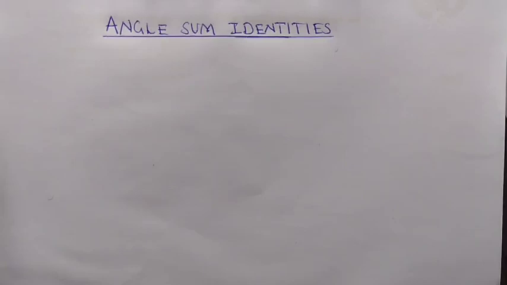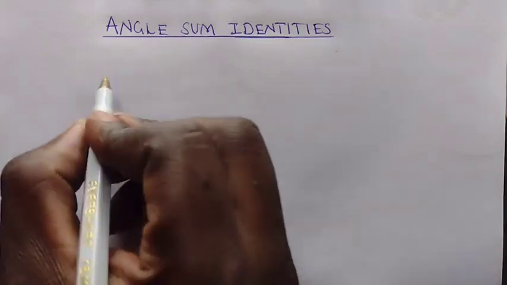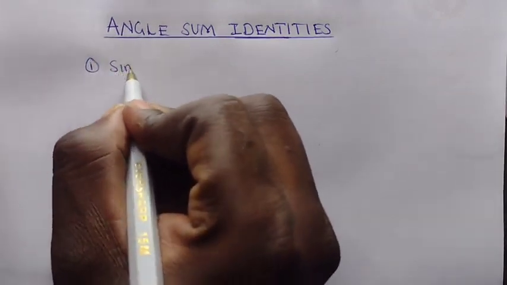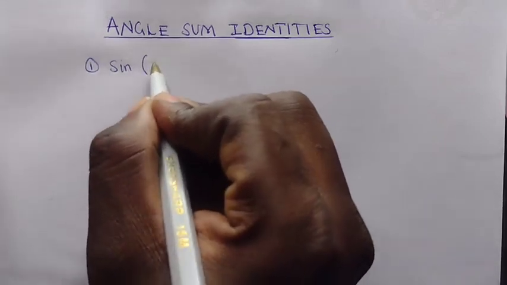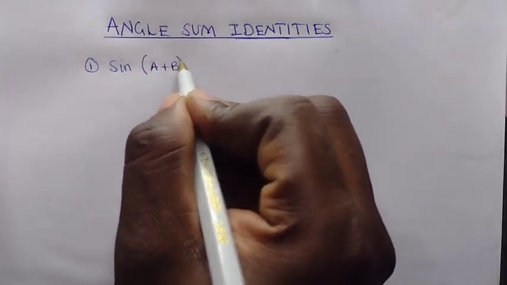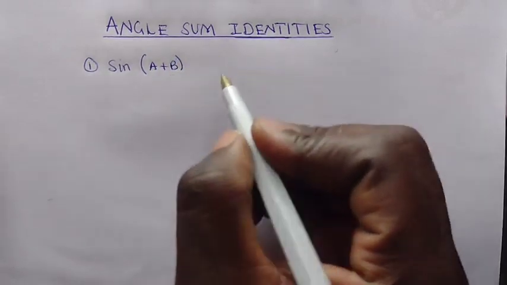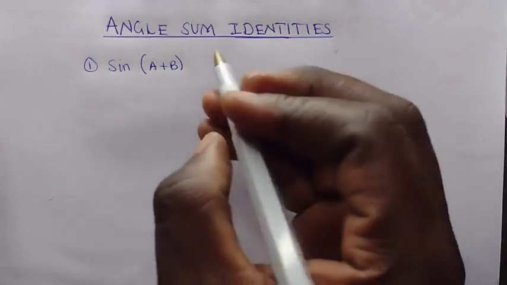In this presentation, I want us to look at trigonometric identities. Firstly, we are going to start with the angle sum identities, meaning that we are just dealing with identities that have to do with the sum. The first one, we are going to start with sine. If we have sine, then we have A plus B. A and B are angles. So what's the identity for this one?